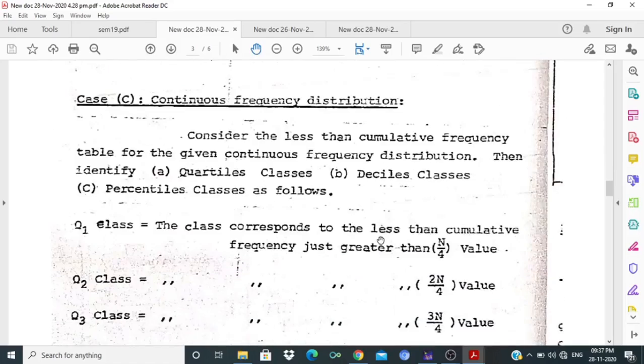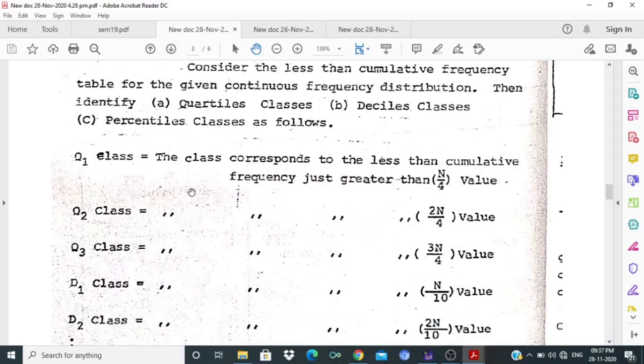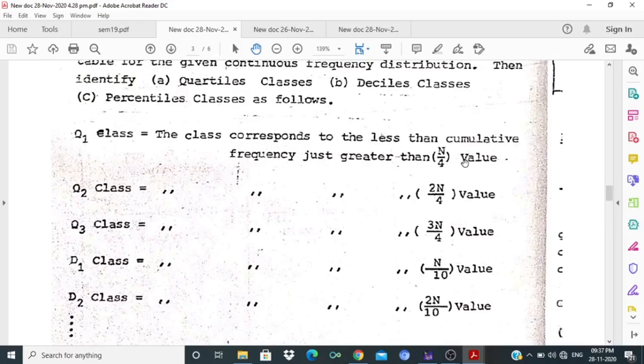Whereas in continuous frequency distribution, we use a formula. Consider the less than cumulative frequency table for the given continuous frequency distribution, then identify the quartile classes, decile classes and percentile classes as follows. The first quartile class is the class corresponding to the less than cumulative frequency just greater than the n by 4 value.